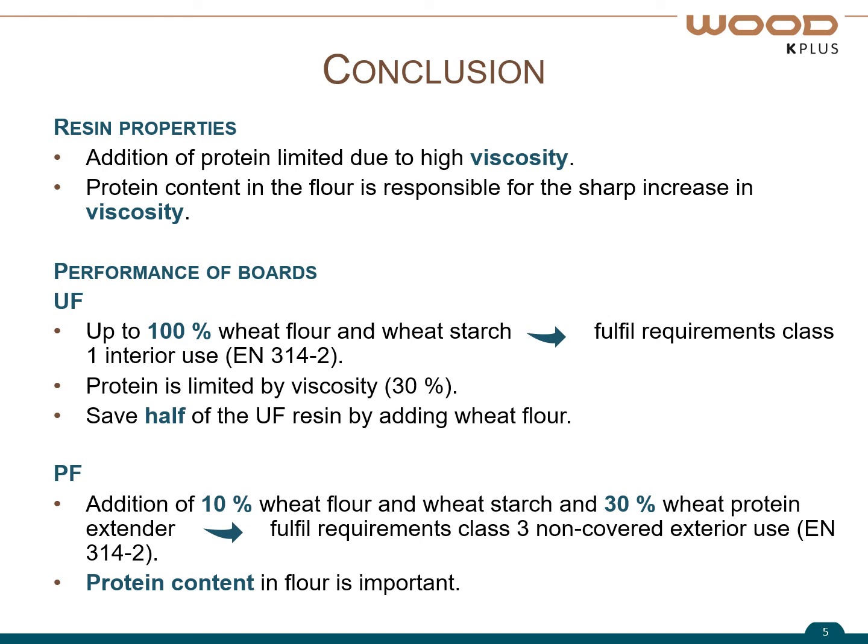With an addition of 10% wheat flour and starch and 30% wheat protein to PF resins, the requirements of Class 3 non-covered exterior use are fulfilled. The protein content in the flour is important because the wet bonding strength is maintained by partially replacing PF with protein.